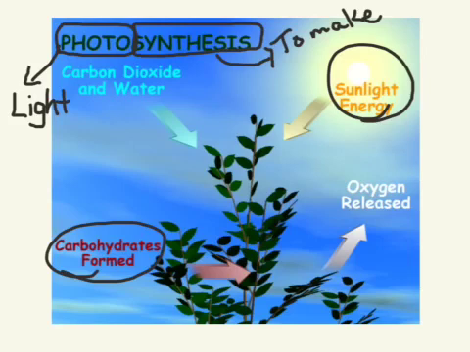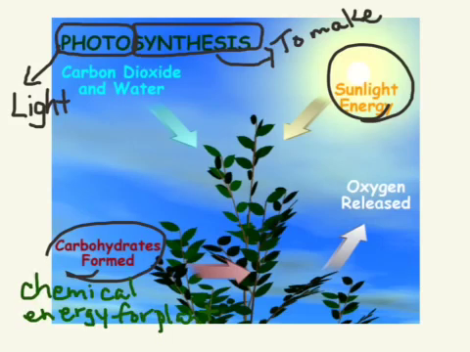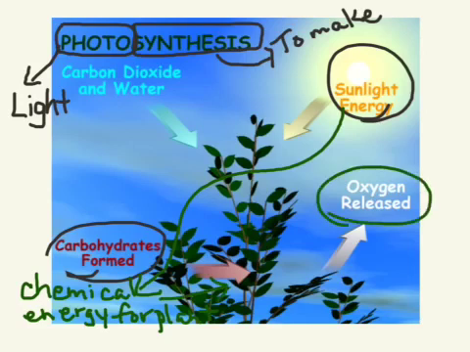Photosynthesis is considered a biochemical reaction because it's a chemical reaction that takes place in living things. So in essence, the plant is able to take the sunlight in order to make chemical energy for the plant, and in the process it gives off oxygen, which we then breathe.